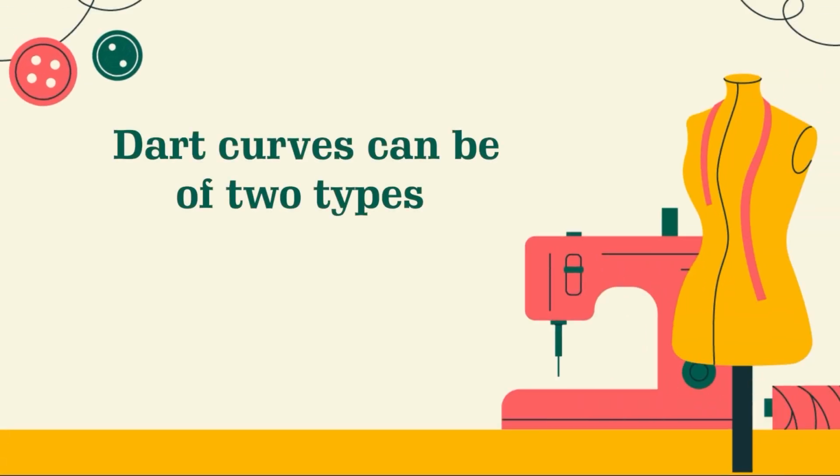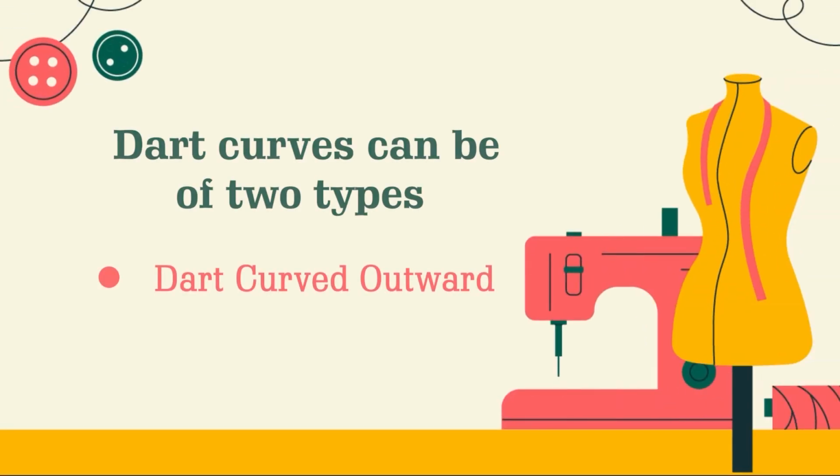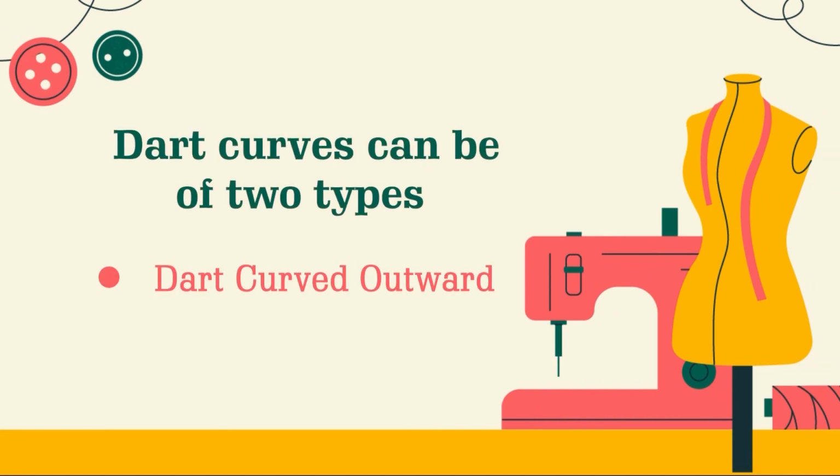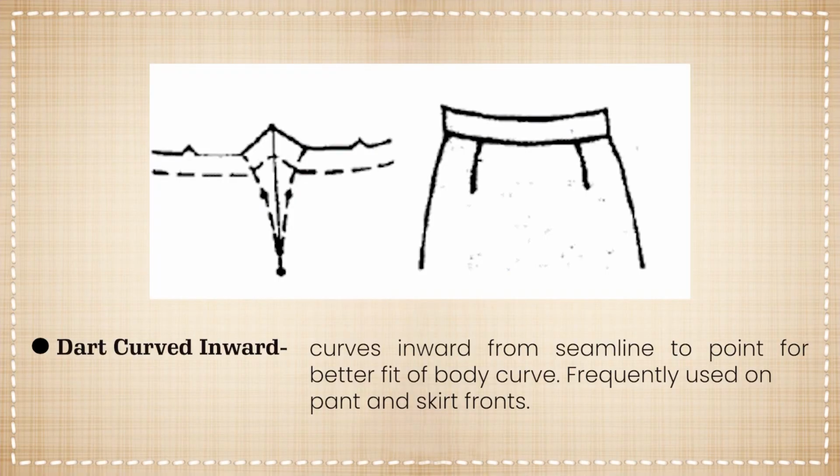Now the dart curves can be of two types. Either they can be curved outwards, so it gives a snugger fit. Sometimes it is used on a bodice front to make the mid-body fit snug. And the dart legs can also be curved inwards. So inward curves from seam line to the dart point is done for better fitting of body curve. And this kind of an inward curve is frequently used on lower garments such as skirts and pants.